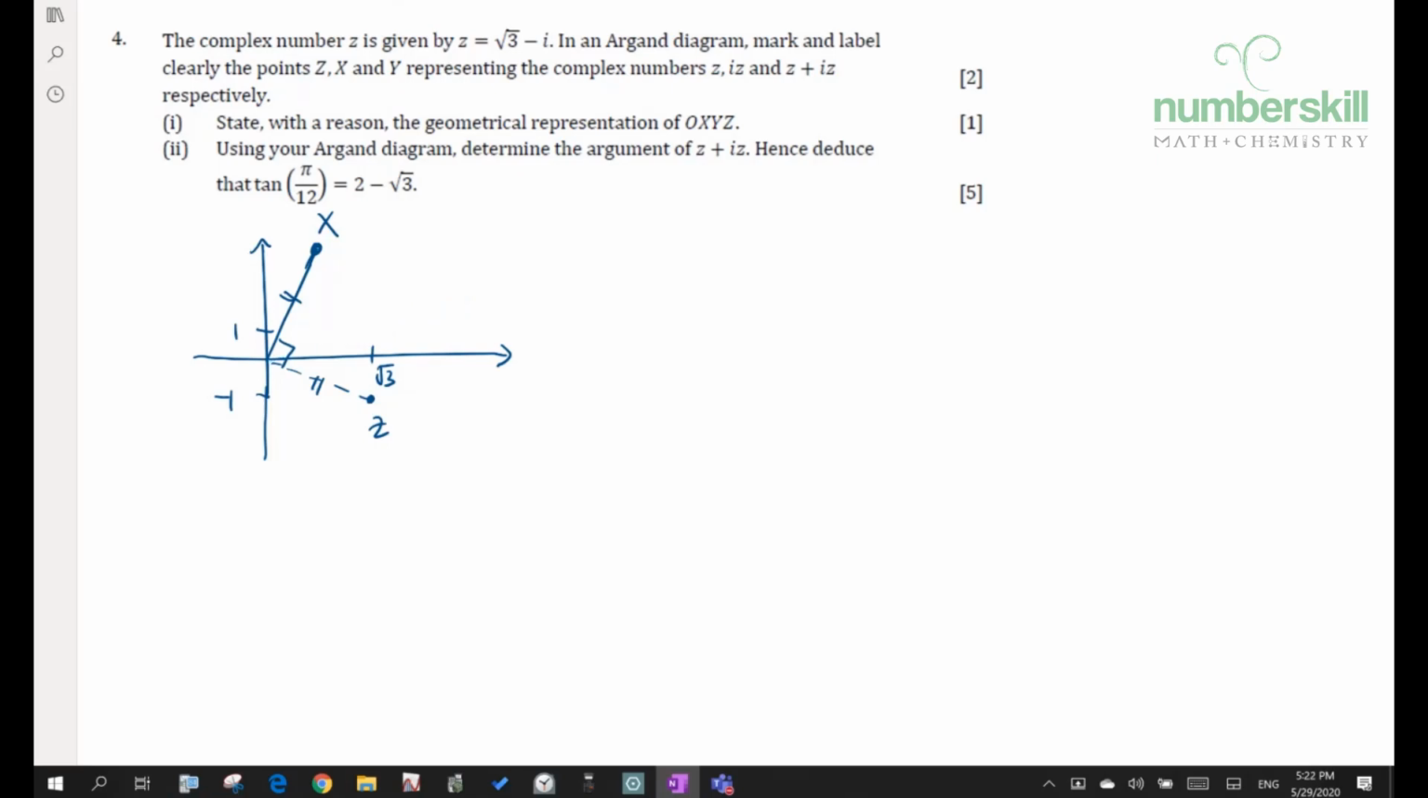Pay attention. It's called the addition law, in the sense that if you think in terms of vectors, OY is actually z plus iz. In other words, if you think like vectors, this is iz, this is z, and z plus iz is the diagonal of the parallelogram.